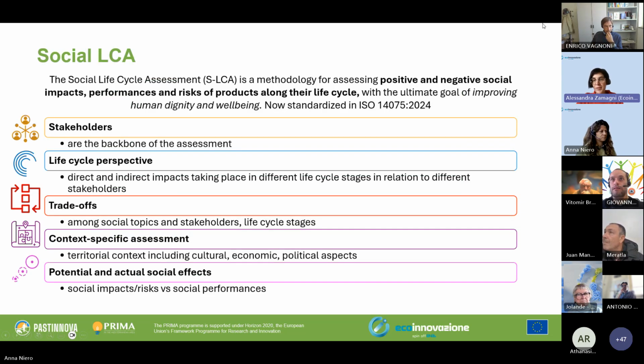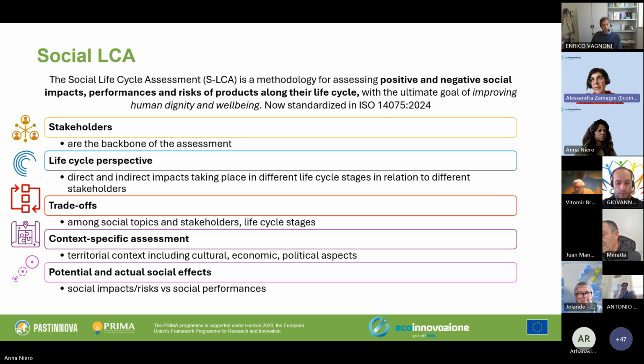So let's discuss a bit about the social LCA methodology. For those of you who are not familiar with this terminology and with this methodology, when we talk about social LCA, we refer to a social life cycle assessment. And as such, it's a methodology that is used for assessing social impacts or performances or risks. I will explain the difference shortly. And both impacts, performances, and risks can be positive and negative, and they are assessed along the whole life cycle. As in LCA, the ultimate goal is the one of improving a defined target, which in our case is represented by human dignity and well-being.